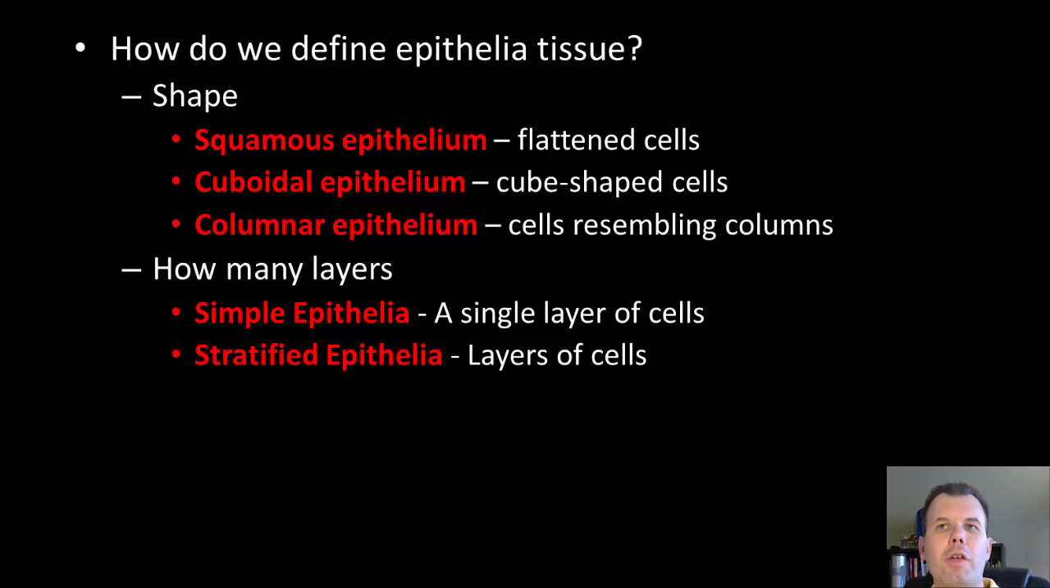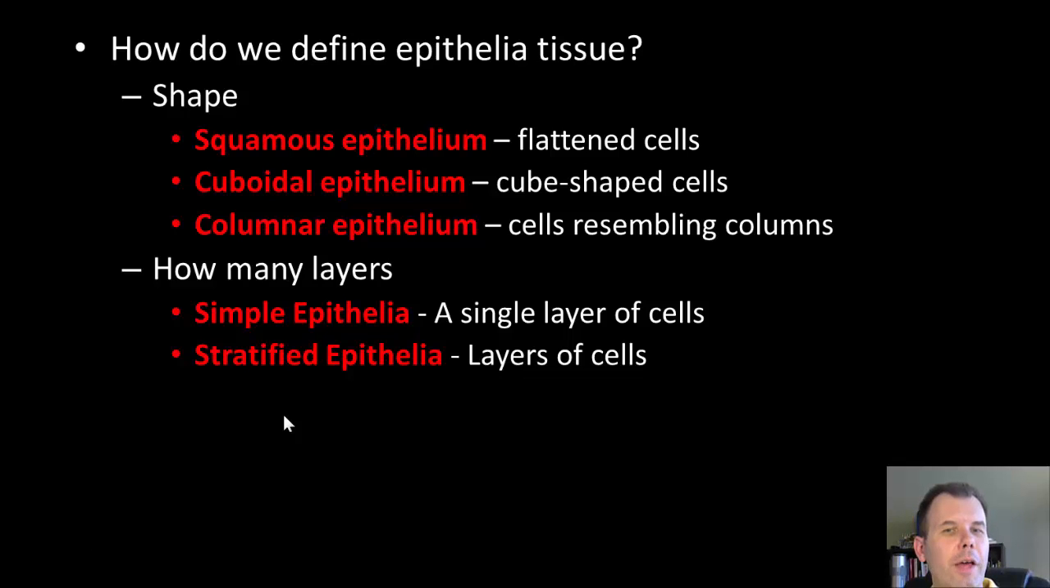The other type of cells we have are cuboidal. These look like little cubes or ice cubes. So think of ice cubes in that case, and those are the cuboidal cells. And then the columnar cells are much larger. They're much longer in shape. They don't look like the little cubes, but they look like large rectangles. How many layers is the other way to define it. They're either called simple if they're found in one layer, or they're called stratified if they're found in more than one layer.